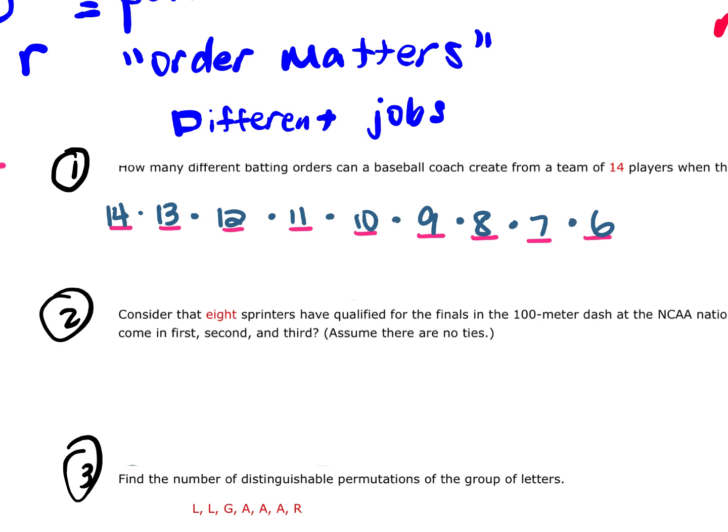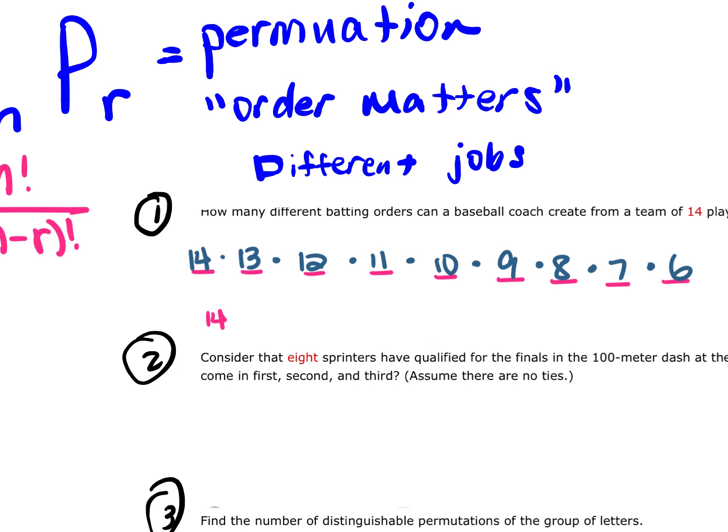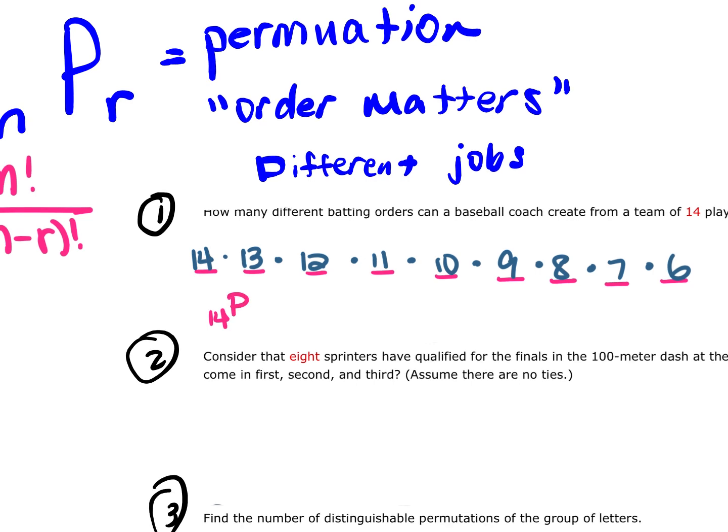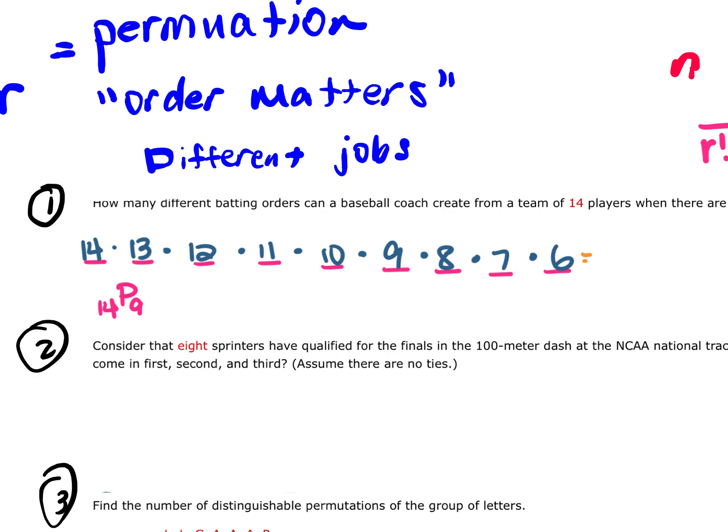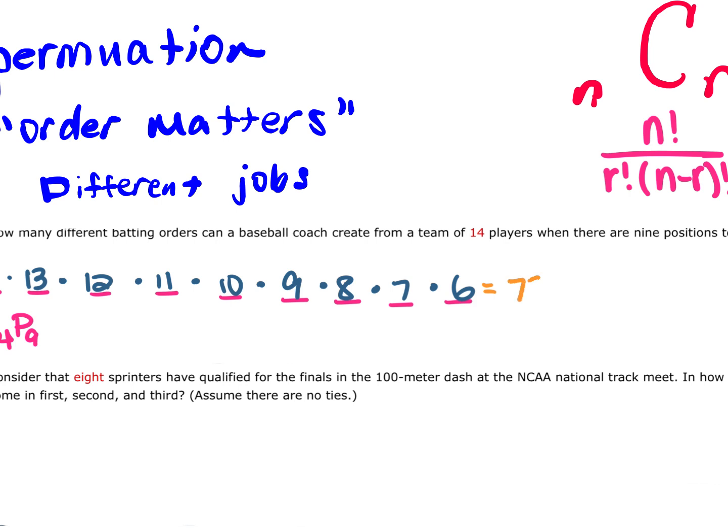Another way of doing this is giving yourself your permutation with 14 as your n. Your r would be 9 because you have 9 positions. So if you multiply the 14 times 13 times 12 times 11 times 10 times 9 times 8 times 7 times 6, you would get 726,485,760.